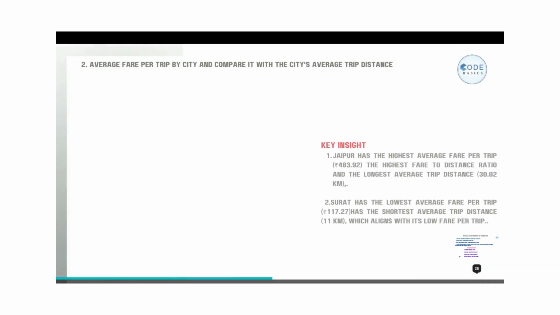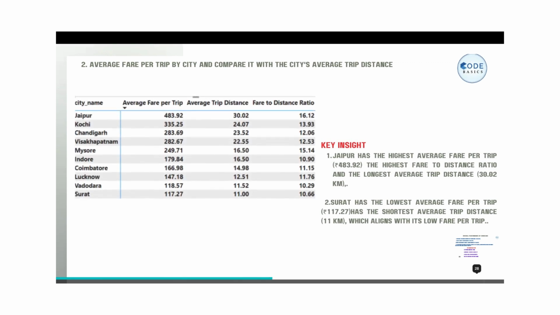Next question is the average fare per trip by city, compared with the city average trip distance. Jaipur has the highest average fare per trip, the highest fare to distance ratio, and the longest average trip distance, that is 30.02 km. Surat has the lowest average fare per trip and the shortest average trip distance, which aligns with its low fare per trip.